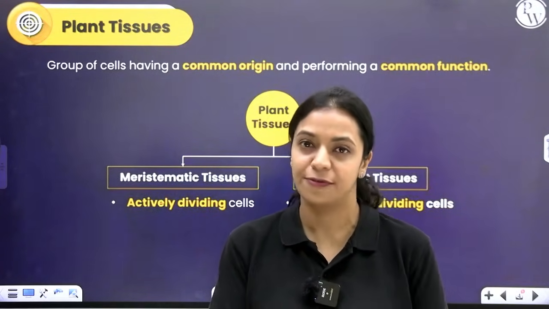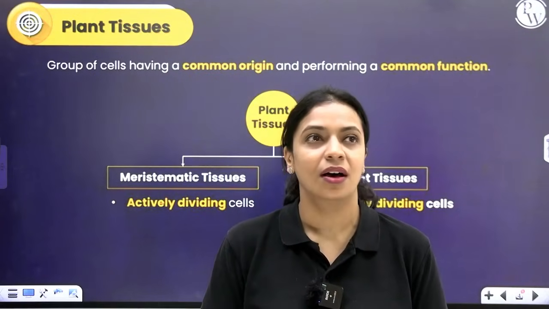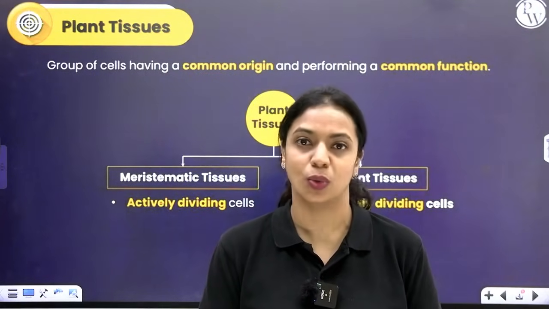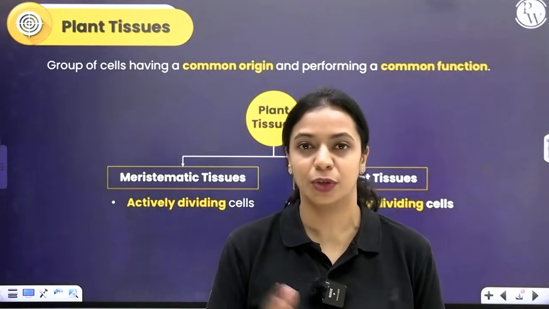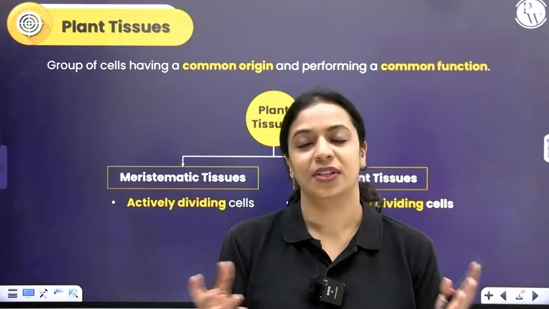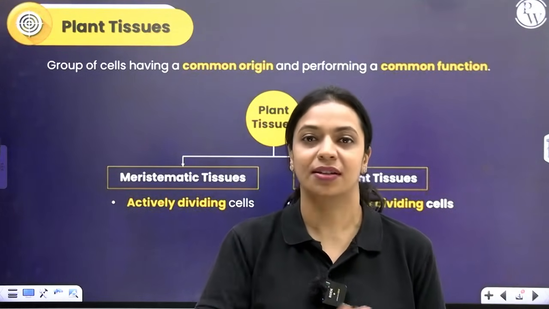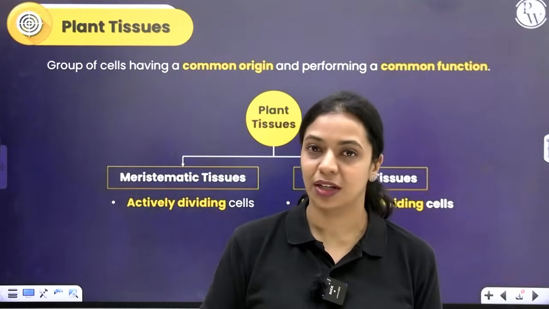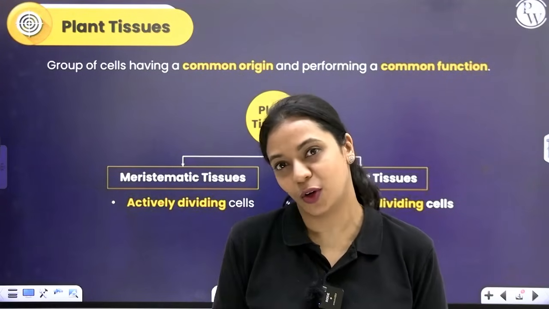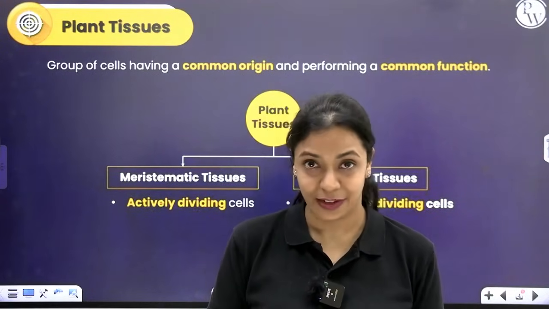perform a common function, similar to how you perform group projects in school, right? You have like 4 or 5 people doing the same project. It's very similar. You have many different cells, but all of them are involved in performing just one job. Then we call it a tissue. So how can we define a tissue?